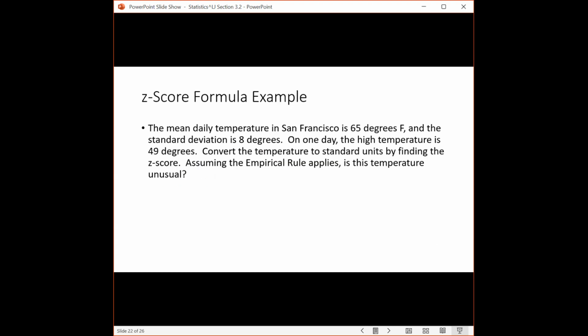Okay, another example here. The mean daily temperature in San Francisco is 65 degrees. The standard deviation is 8. On one day, the high temperature is 49 degrees. Convert the temperature to standard units by finding the z-score, and then, assuming the empirical rule applies, is this temperature unusual? Is it rare? They're asking a rarity question, so they want us to use the rarity stuff that we've been working on.